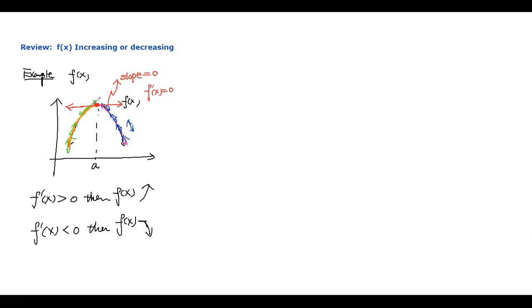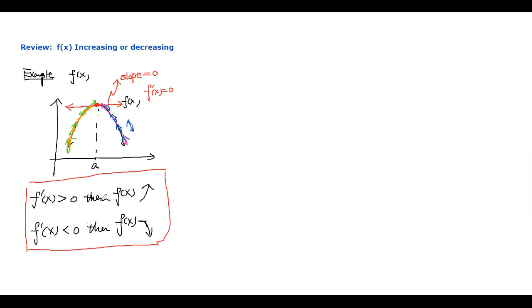So for these curves, this one gives you a local max, because it goes from increasing to the highest point and then decreasing here. Now this is a brief review. Make sure we know this, right? If it's increasing, I'm going to have a positive slope.